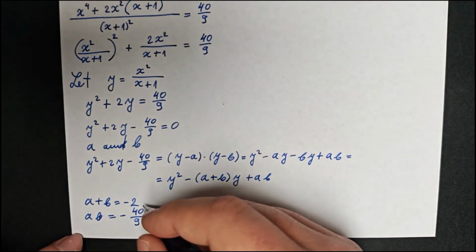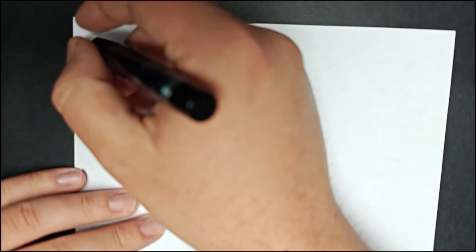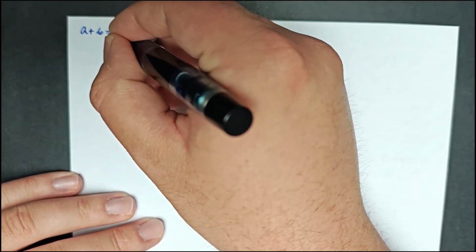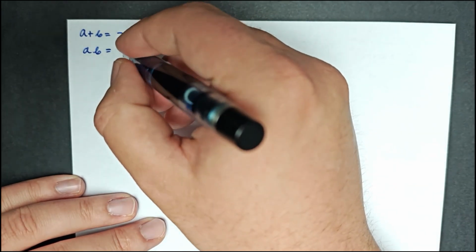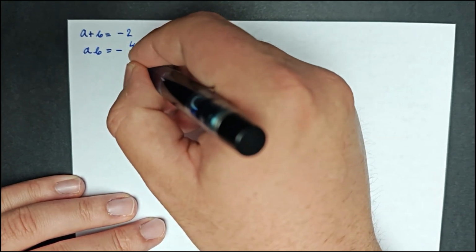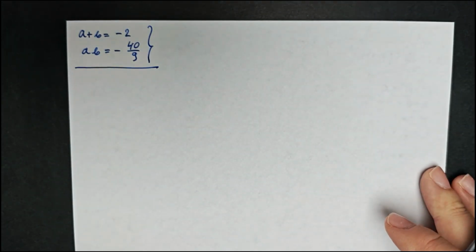We are now going to solve this system of two equations. So we have that a+b is equal to −2 and that a multiplied by b is equal to −40/9. We have to solve this system of equations now.